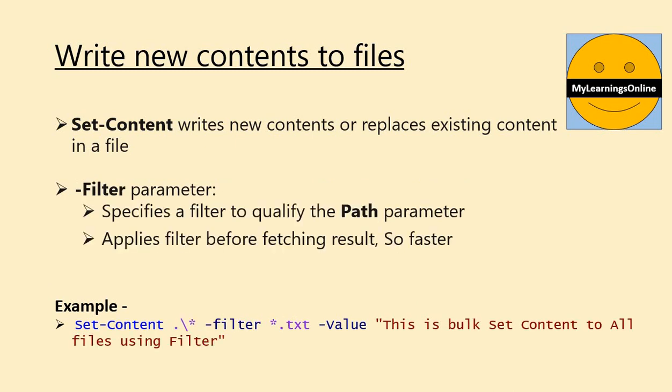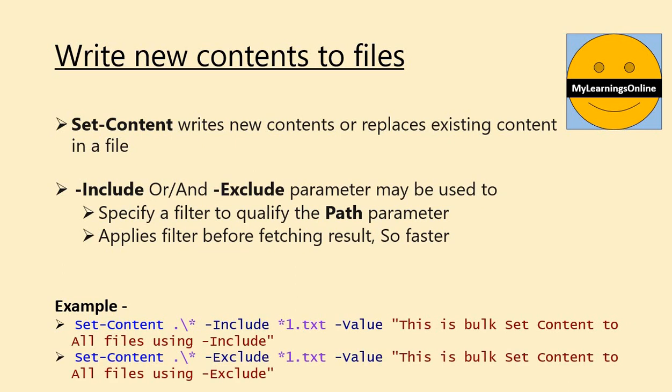The Filter parameter is used to apply a filter on the coverage of the Path parameter. In this example, we are limiting the files to text files only using the Filter parameter, in which we will be adding contents. Include and Exclude parameters may be used to specify a limit on the coverage of the Path parameter, and these filters get applied after fetching results. So comparatively they are slower than the Filter parameter.